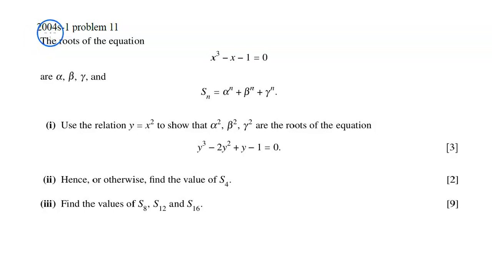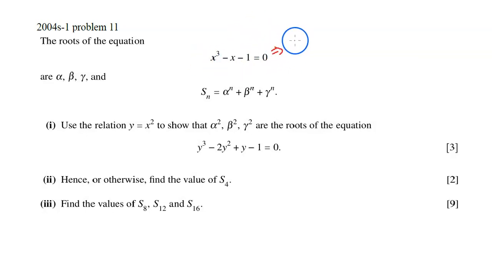This problem is from the 2004 summer, paper 1, for the maths exam, and it was problem 11. The roots of the equation x cubed minus x minus 1 equals 0 are alpha, beta, and gamma, and we have our usual definition of Sn as alpha to the n plus beta to the n plus gamma to the n. And then part I asks us to use the relation y equals x squared to show that alpha squared, beta squared, and gamma squared are the roots of the equation y cubed minus 2y squared plus y minus 1 equals 0. No problem there, it's a square root substitution, and we practiced how to do that before.